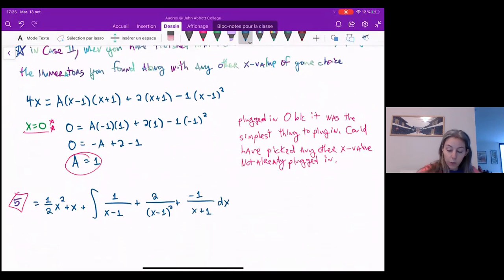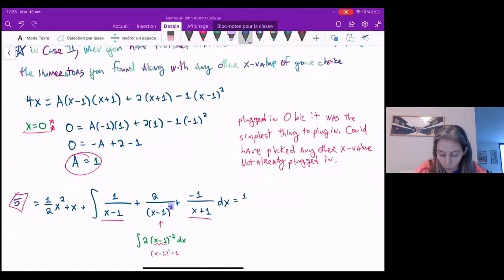Now these two things right here, these are just known forms. Those are logs. This right here, we want to be careful about. That power of 2 stops this from being a natural log. It might be useful to even think of this as the integral of 2 times x minus 1 to the negative 2 dx. The derivative of the inside is just 1. So I really don't have much to do here. I'm just applying a simple power rule.